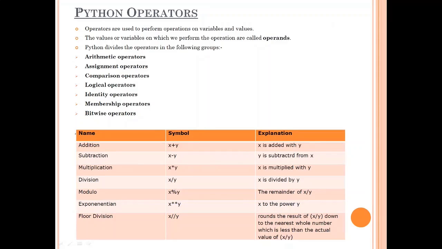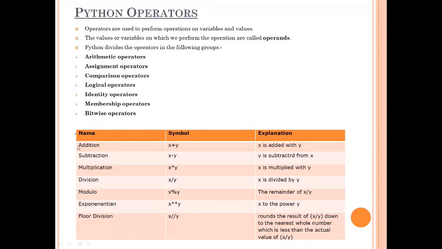Hello friends, in this video we are going to learn about Python operators. Operators are used to perform operations on variables and values. The values or variables on which we perform the operation are called operands.